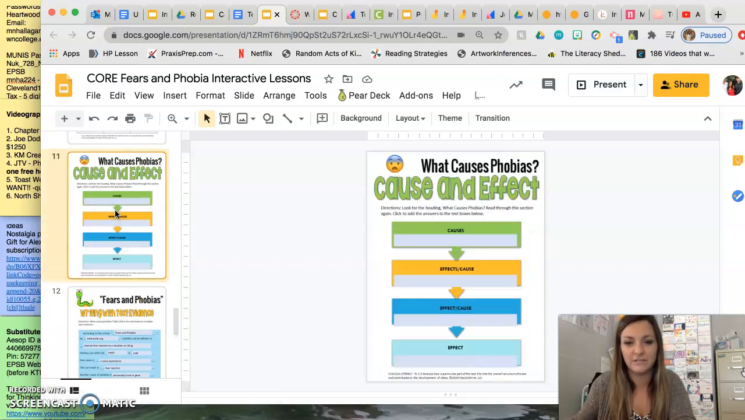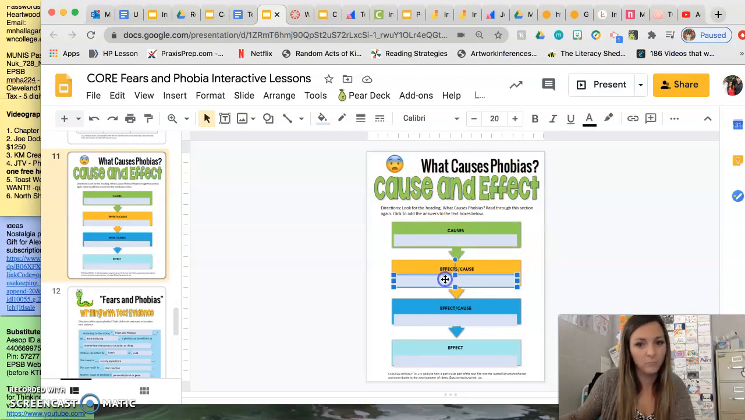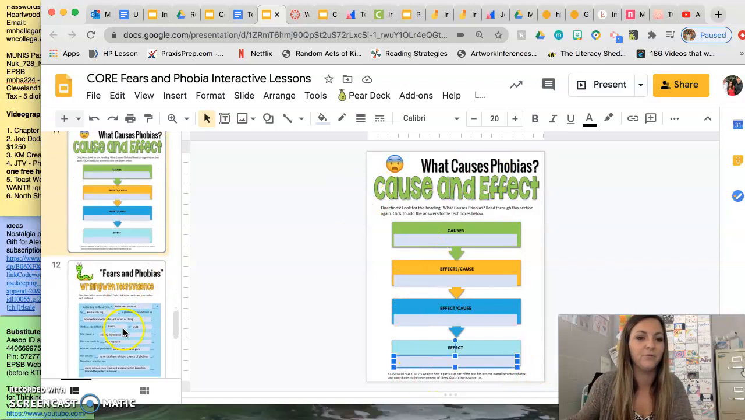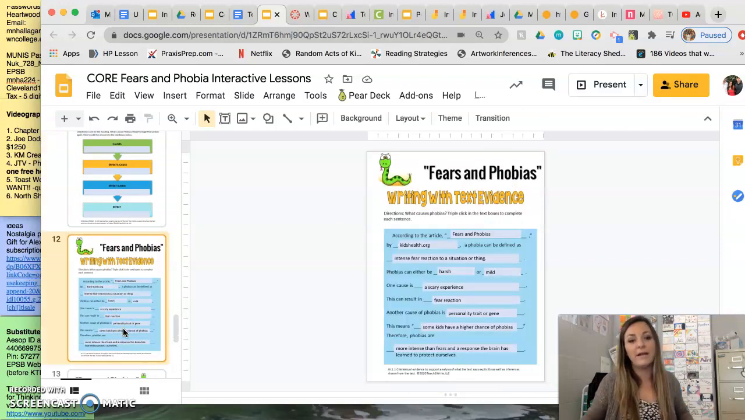So we think of cause and effect. We read the subsection cause and effect, and then you need to do this on your own. You look at the what causes phobia subsection, and you ask, what is a cause? What starts a phobia? What effect does that have that causes something else that leads to a final effect? If you have any questions on this, please email me, but this needs to be filled out in your notebook on your own.